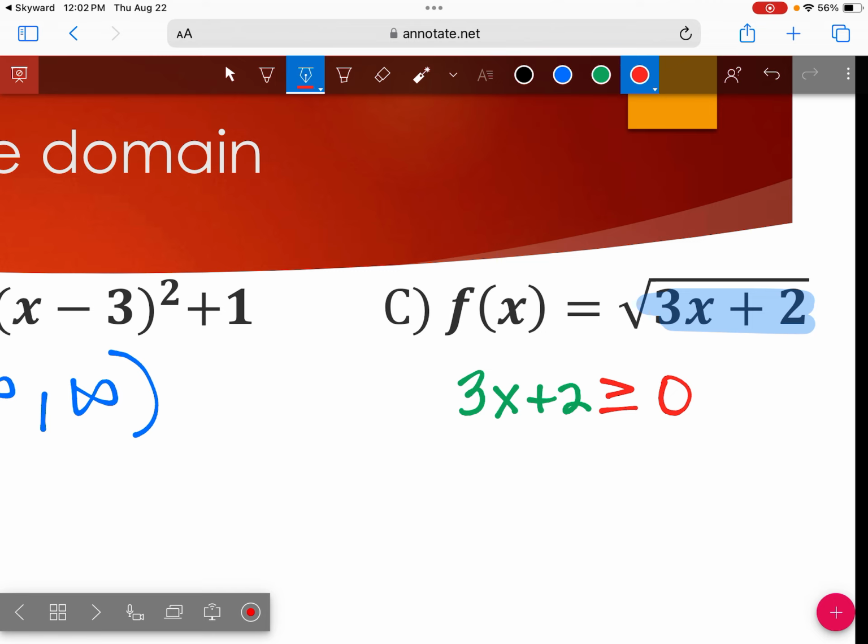Only what's underneath the square root. So if there were a number in front or behind it, that doesn't matter. It's only what's underneath the square root. So let's solve that for x.